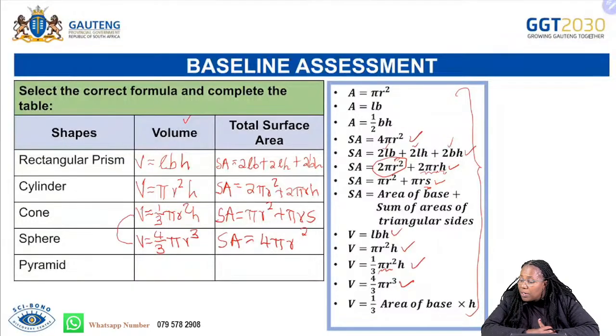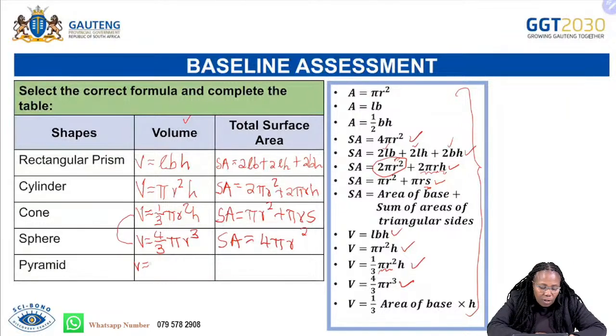And then with the pyramid now, we cannot have a specific formula for this because pyramids differ. We can have a pyramid with a square base, a pyramid with a rectangular base. It depends on the type of pyramid. So when we want to draft a volume for this pyramid, we'll have V equal to 1/3 of the area of the base times height.